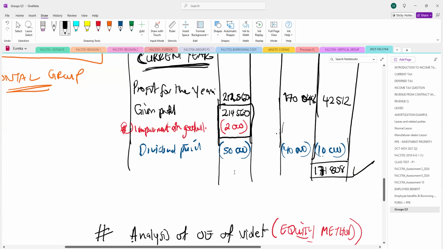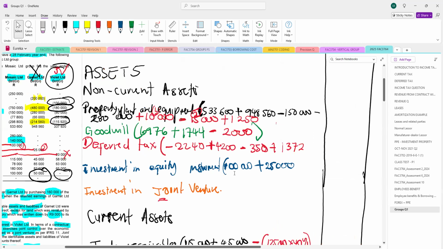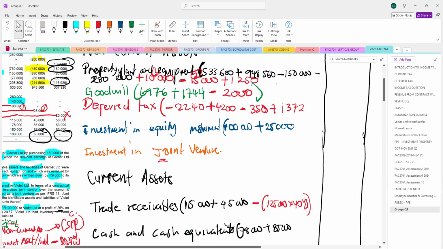Statement of financial position. In here, that says investment in joint venture. There, that's where I'm going to put it. This is already a final amount. I've already done all the calculation. So yeah.